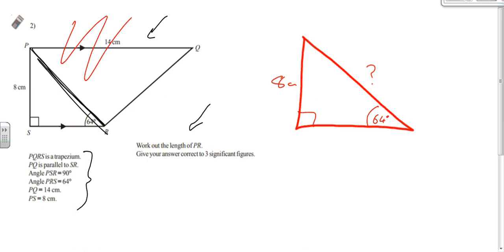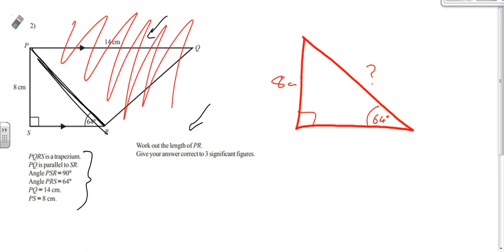So all these extra bits and pieces here, we don't actually need. Again, it's one of these questions where they give us so much information to try and trick us. All they want to test us on is whether or not we understand what it is that we're doing. So if we're looking for PR, that's just this length here. So we don't need to know the other stuff. So let's go back to doing trigonometry.